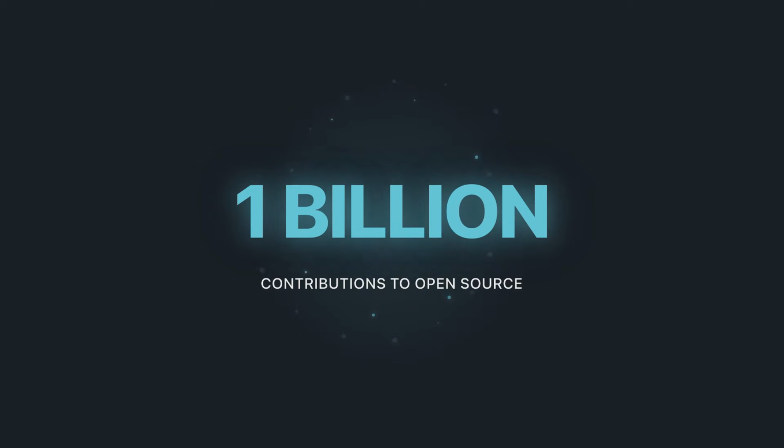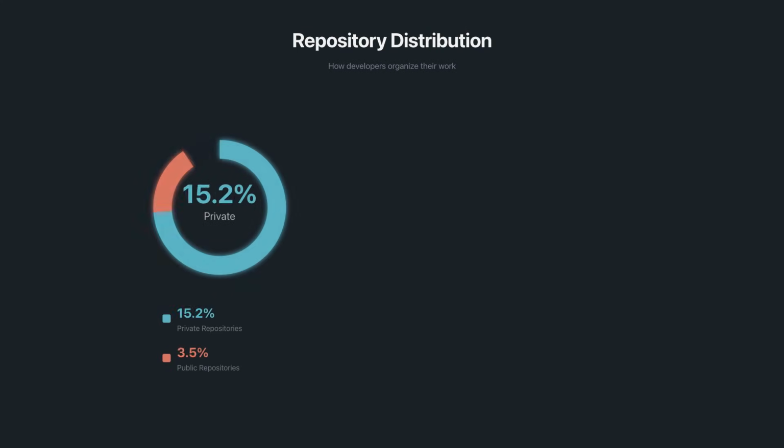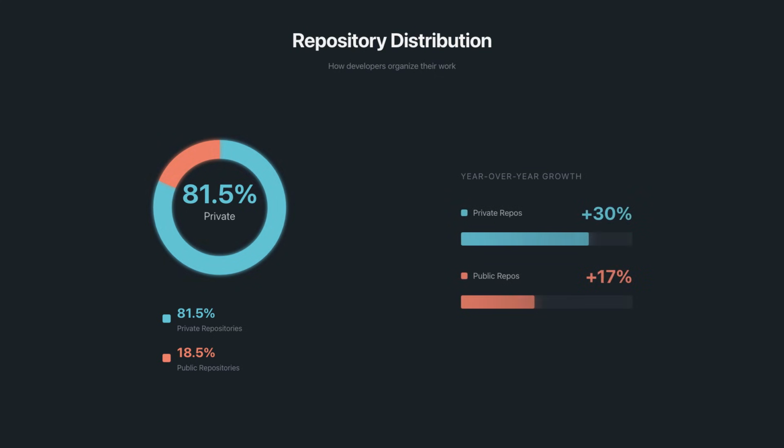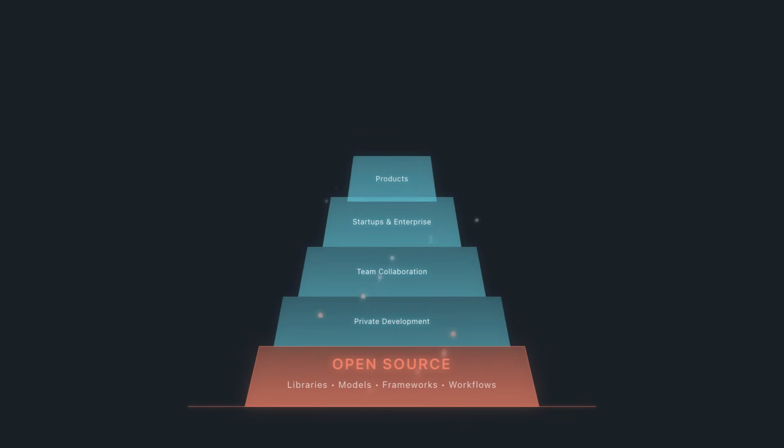But here's what's interesting about where this activity is happening. 81.5% of contributions were in private repositories, only 18.5% in public ones. And private repos grew faster too, 33% year over year compared to 19% for public. This signals something important. Enterprise and team-level collaboration is thriving on GitHub. Meanwhile, public repositories, though smaller in volume, supply the libraries, models, and workflows that power the broader ecosystem. It's a healthy dynamic, private innovation building on public foundations, accelerated by AI.